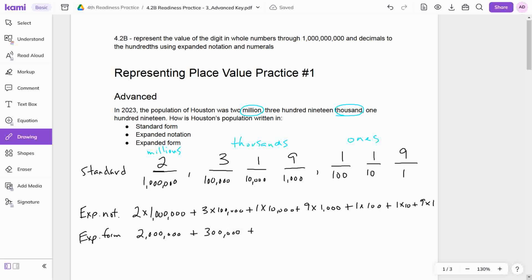1 times 10,000 is just 10,000. 9 times 1,000 is 1,000, 2,000, 3,000, 4,000, 5,000, 6,000, 7,000, 8,000, 9,000. You can skip count by thousands. And then we just need to get our 100, our 10. 9 times 1 is worth 9. So they are closely related, the expanded notation and the expanded form. And that's how we're going to do that particular problem.